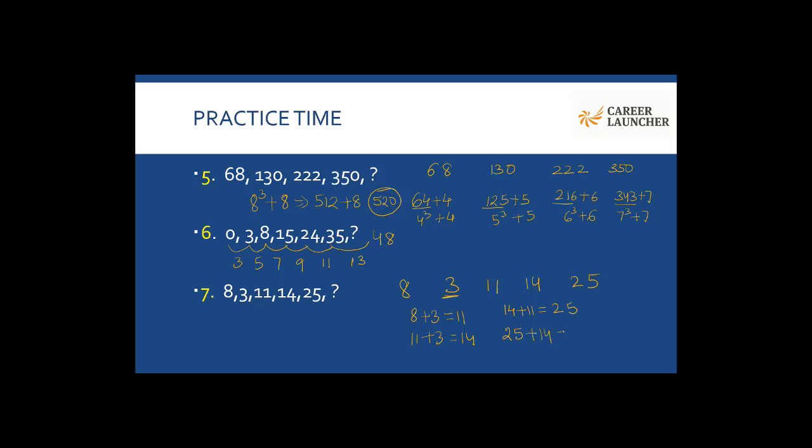So what we can say here, every term is obtained by adding the previous two terms. So 8 plus 3 was giving me 11. 11 plus 3 gave me 14. 11 plus 14 gave me 25. So the next number should be 14 plus 25, 39.